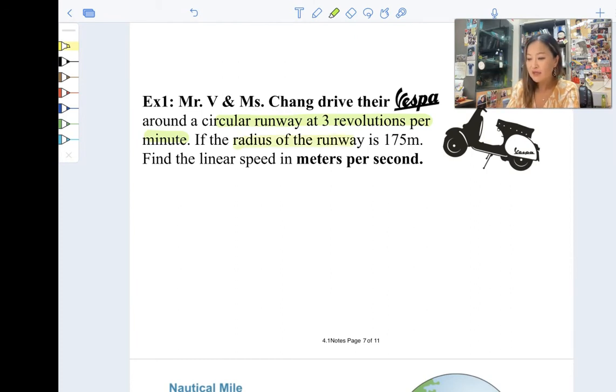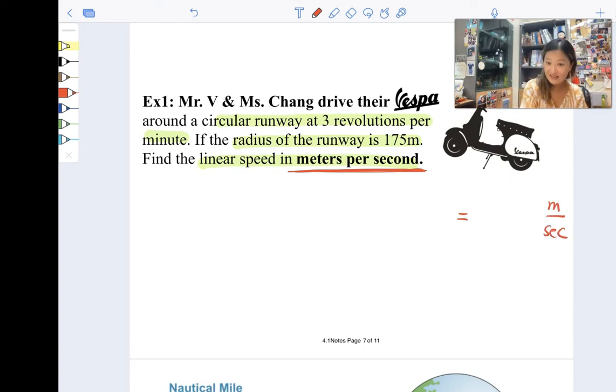If the radius of the runway is 175 meters, find the linear speed in meters per second. Here's another thing that we're going to do always. I'm always going to specify what answer I want. Meters per second. We're always going to start with what's given and what you want to end up with. Okay? So I'm going to start this way.